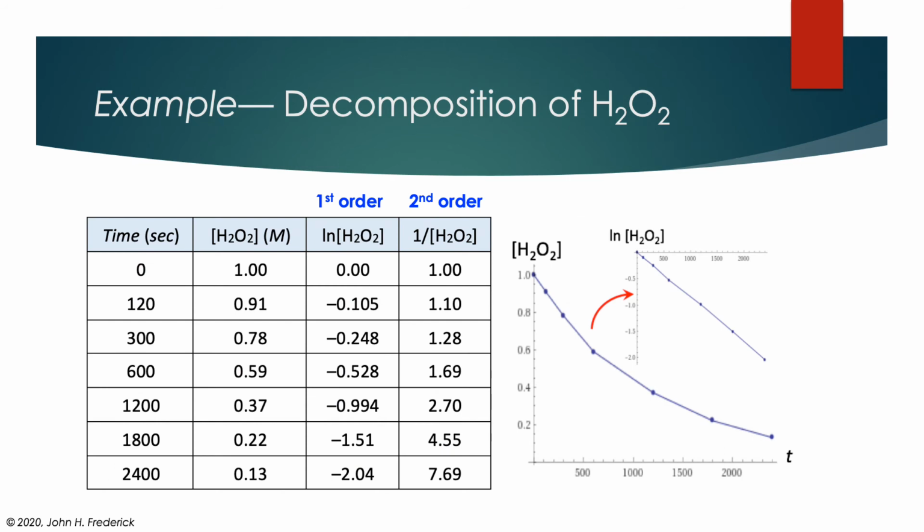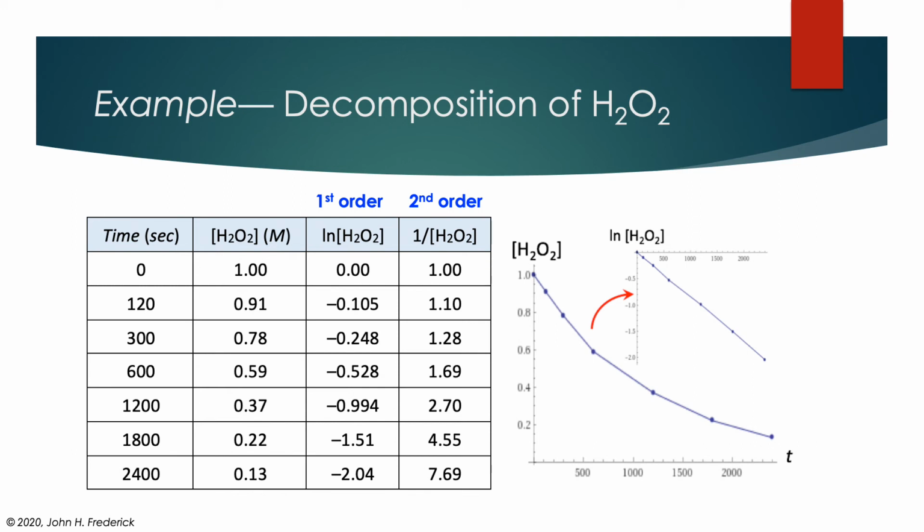I'm just going to show you a brief example. We're not going to work through this. An example involving the decomposition of hydrogen peroxide. So the real data might look like this. The times are listed in the first column and the concentrations are listed in the second column. And if you plotted out those concentrations as a function of time, it would look like the curve shown on the right, the large graph on the right.